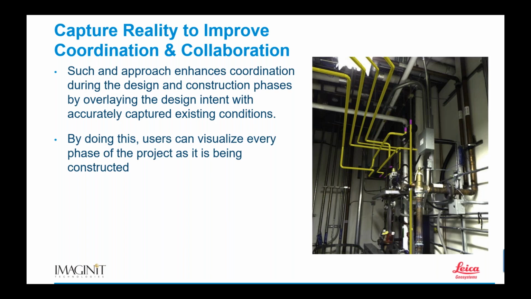What does that look like? So now let's take a step back. I go out and laser scan the existing conditions. All right. I need to route piping from point A to point B, or I need to route a conveyor from point A to point B, or whatever it may be. I've got to get from point A to point B.